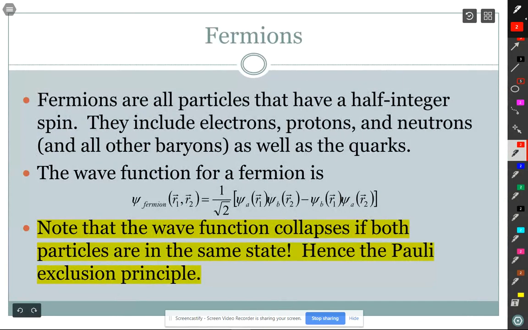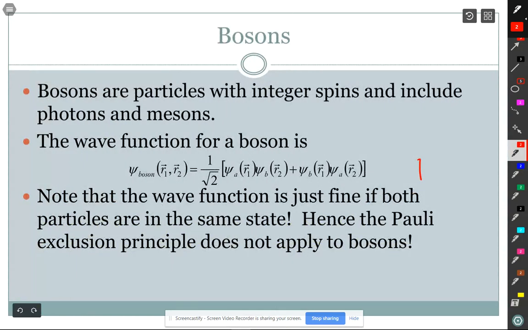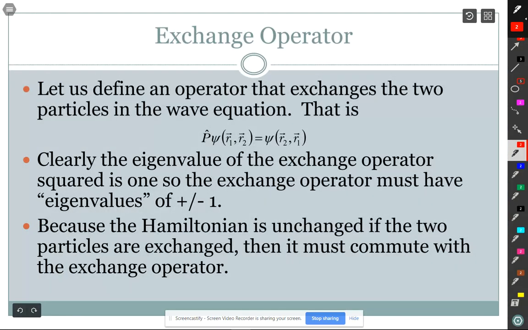What if I did the parity operator on this one? If you switch R1 and R2, you have a plus psi A(r2) psi B(r1), minus psi B(r2) psi A(r1). It's the opposite sign. So this one has a minus 1 for the parity operator. So we have different eigenvalues depending on which state we're in. It's an easy way that we can think about differentiating which one. Basically, symmetric is 1 for the parity operator. Antisymmetric is minus 1 for the parity operator.